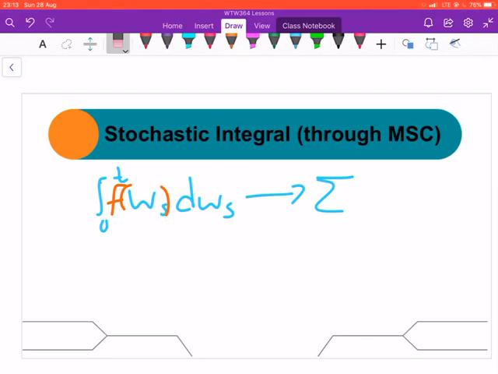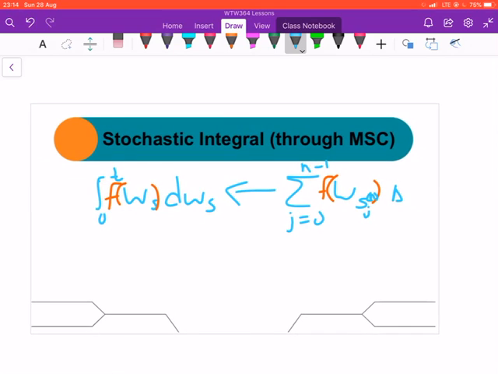Actually, it's the other way around. I don't think this is the right notation. The sum from j equals 0 to n minus 1 of f of s_j^n, and then you're going to say change of j with respect to w.